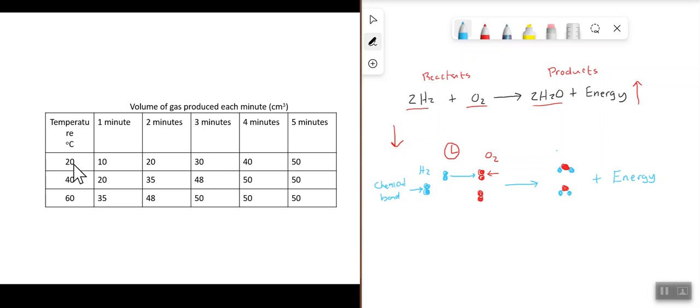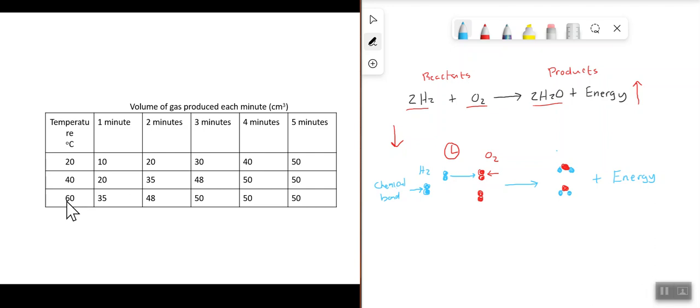So after 10 minutes, for example, we get the volume of gas produced every minute. So at 20 degrees, in a minute, we have 10 cubic centimeters. After 2 minutes, we have 20, 30, 40, and 50. Now we can see that if we increase the temperature by 20 degrees, it increases the rate of the reaction, or the amount of bubbles being produced, like what we can see here.